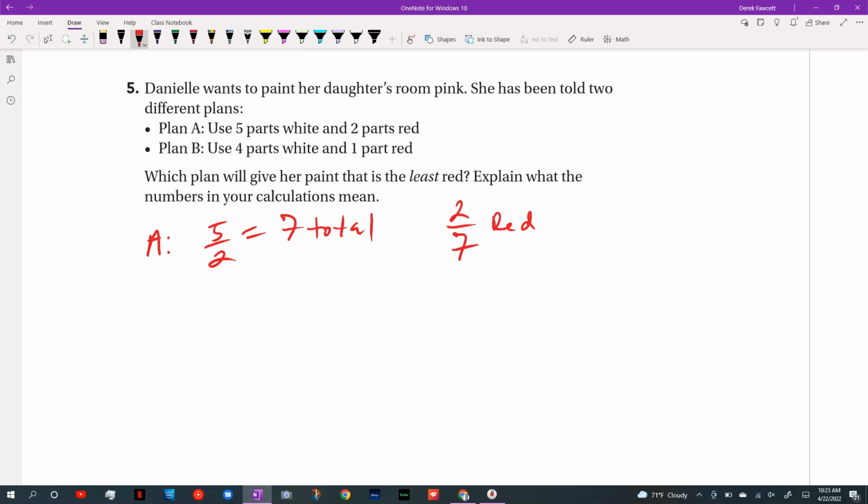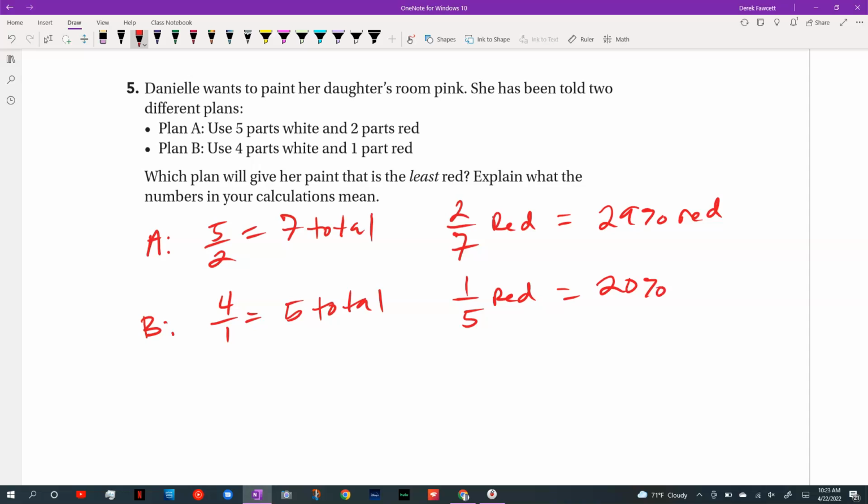You can change that to a percent. I did actually change it to a percent. That's 29% red. On B, that was 4 to 1, and that is 5 total parts. If you look at the percentage of red, that is 1 red out of 5 total. So it's 1/5 red, and that is 20%. Okay, so that was my thinking when I went through there.